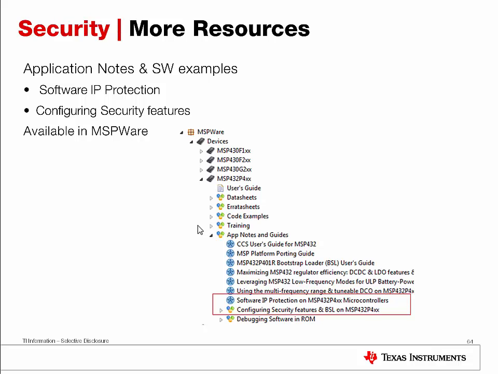After going through the high-level overview of security features on MSP432 MCU here in this video today, we highly recommend you research further by going through different application notes and software examples made specifically to demonstrate how to enable software security on MSP432, as well as how to configure security updates or BSL programming on MSP432. So all of these resources are available inside MSPware. Below is a screenshot of where you can find the relevant application notes as well as software examples inside MSPware.